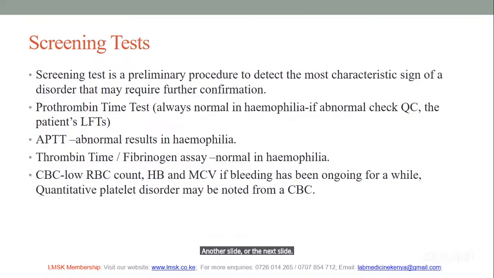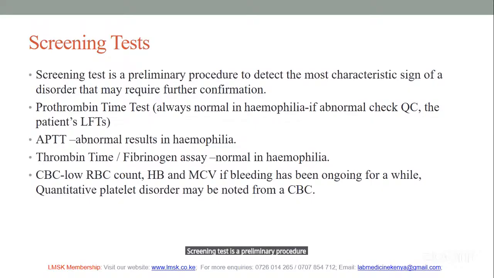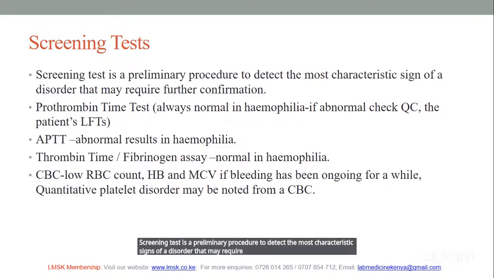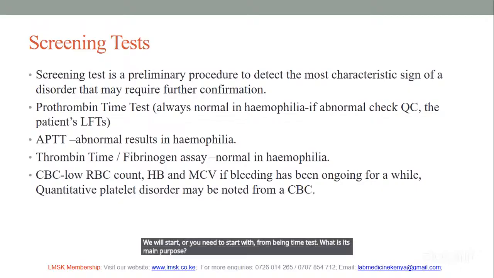Now, screening tests. As a lab officer, what are you supposed to do the first time the client comes and you want to screen? A screening test is a preliminary procedure to detect the most characteristic signs of a disorder that may require further confirmation. You need to start with the prothrombin time test. What is its main purpose? It is always normal in this case of hemophilia.